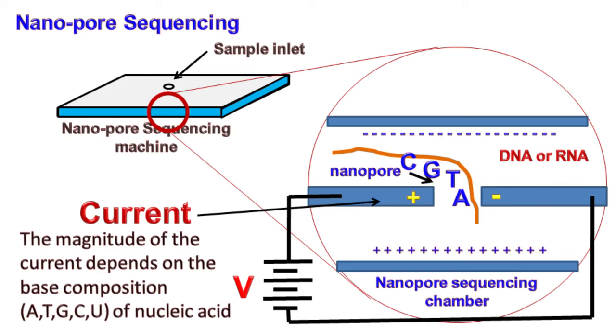The nanopore machine is also very small and portable, which gives a good advantage over other DNA sequencing techniques.